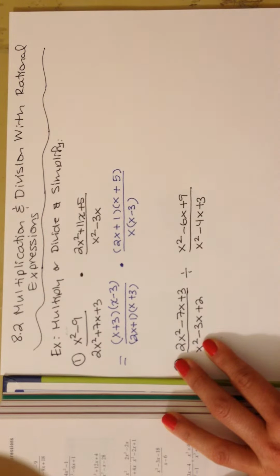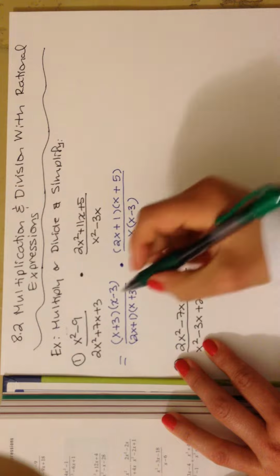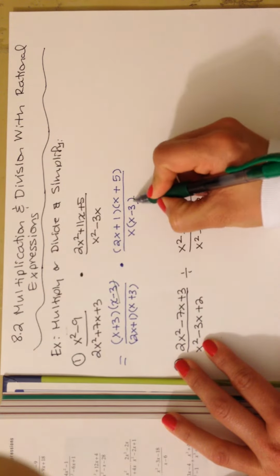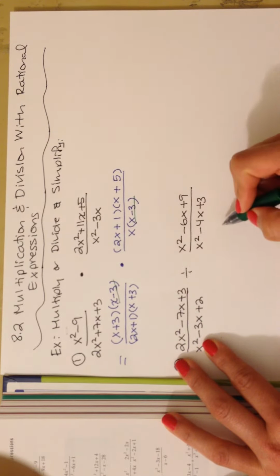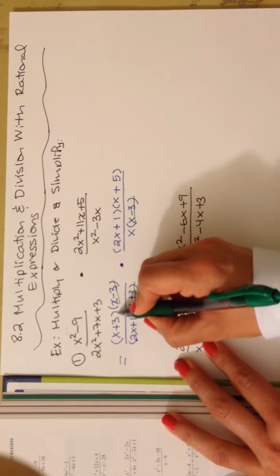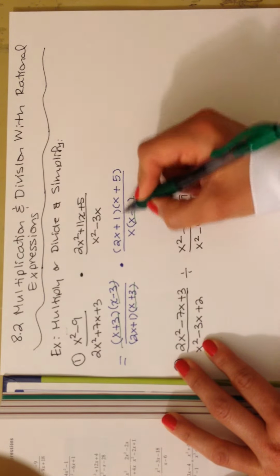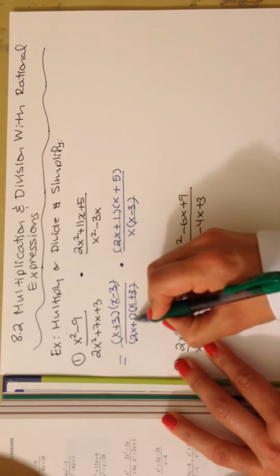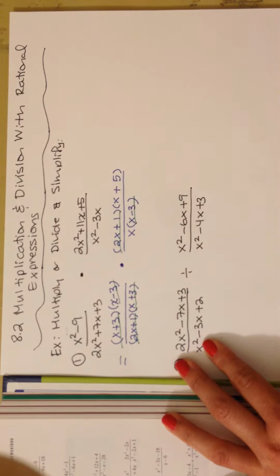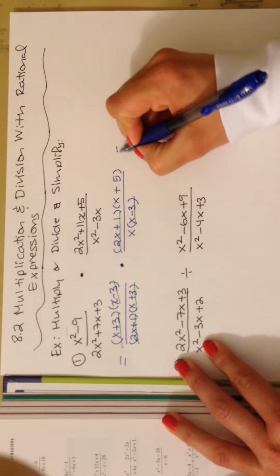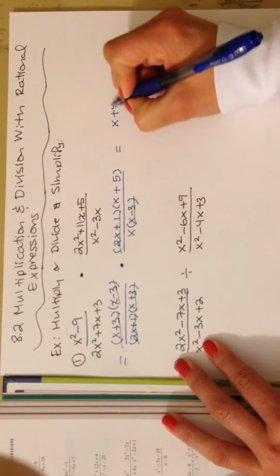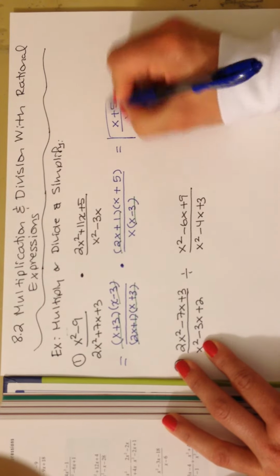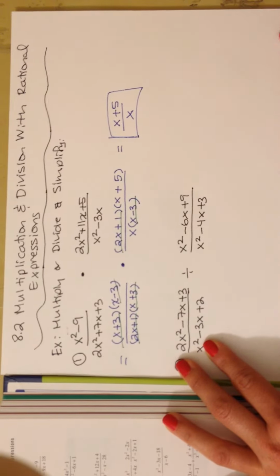So let's look. In this case, I can reduce x minus 3 with x minus 3. We can reduce x plus 3 with x plus 3, 2x plus 1 with 2x plus 1, and then we essentially have our final answer, x plus 5 over x. So this is completely simplified.